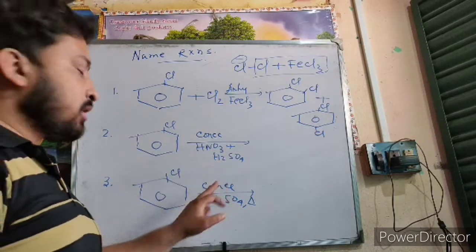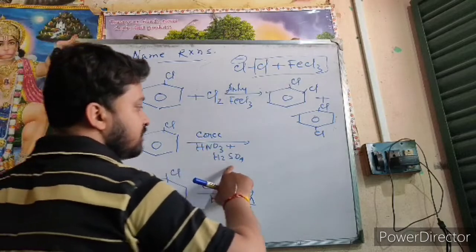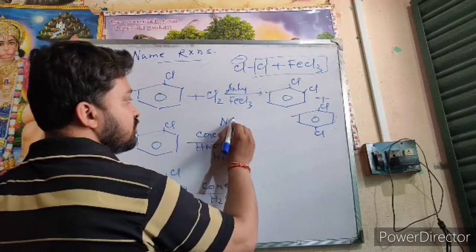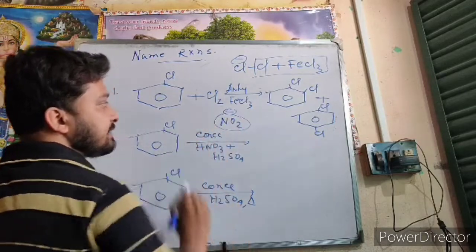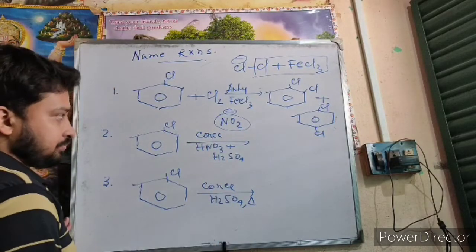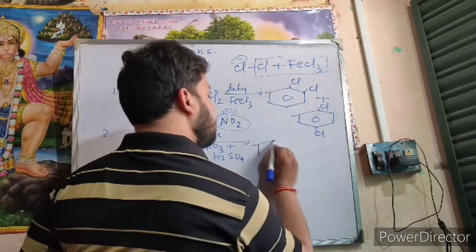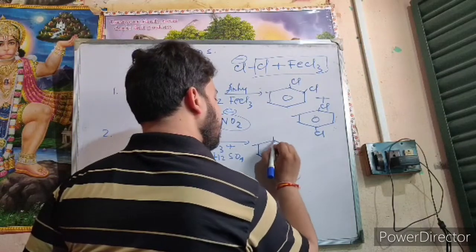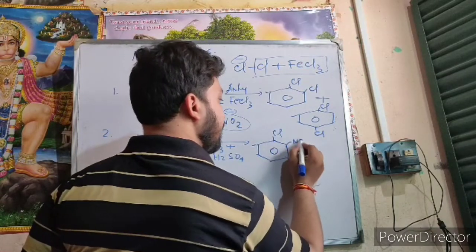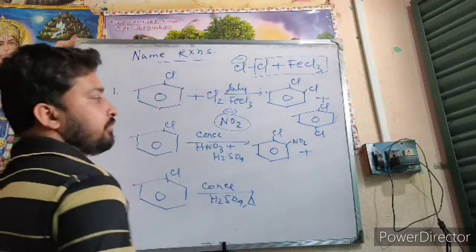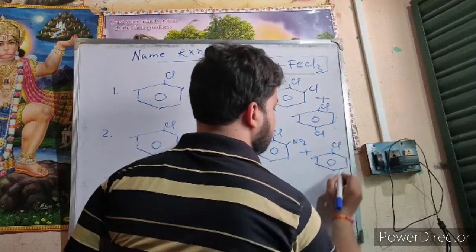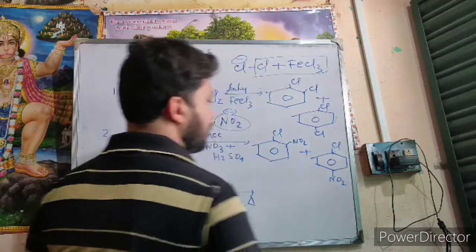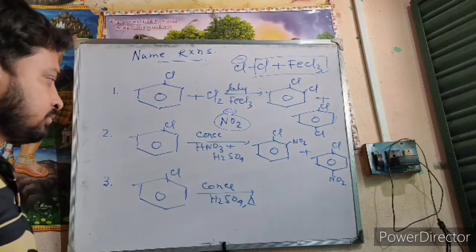HNO3 and H2SO4. If you use HNO3 and H2SO4, you get NO2 as the attacking species. So the product is Cl with NO2 on the ortho position as well as Cl with NO2 on the para position.